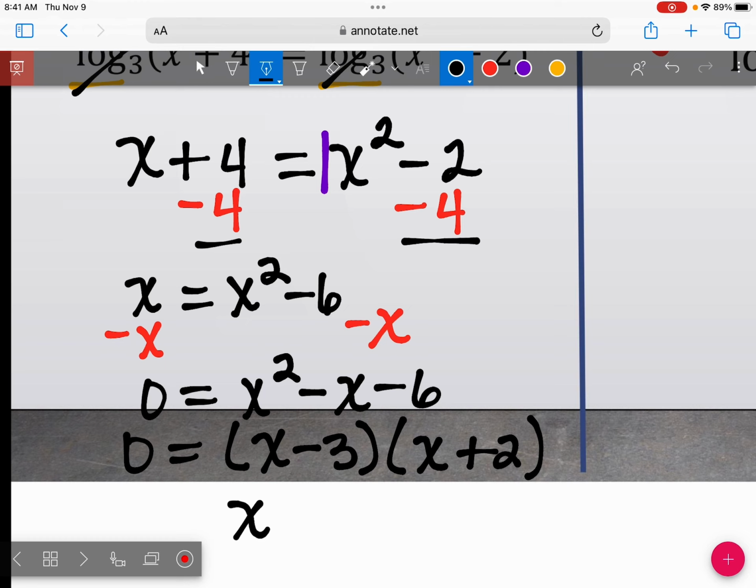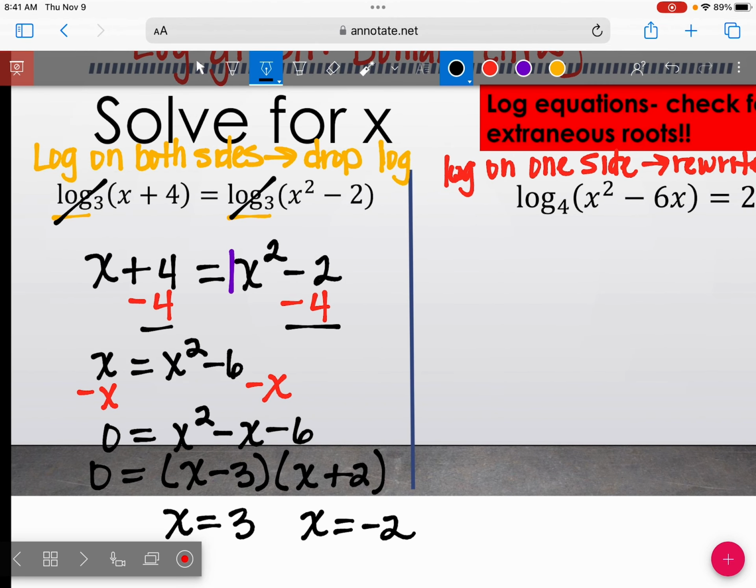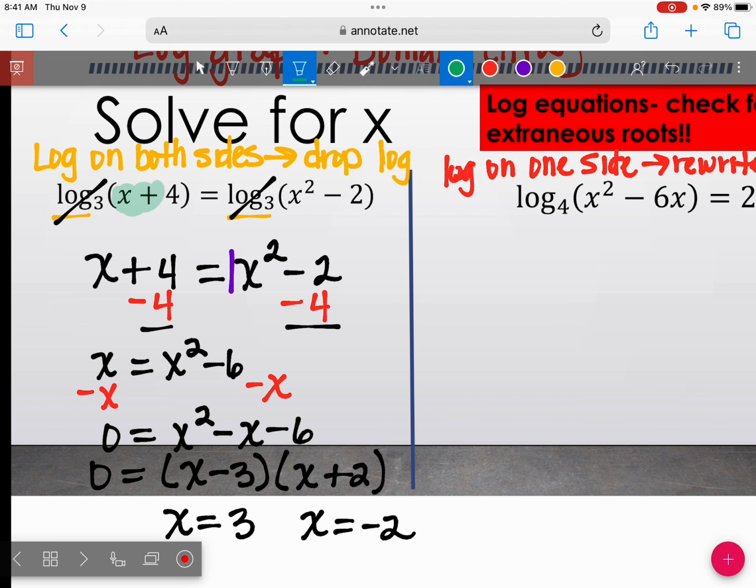So your solutions are x equals 3 and x equals -2. But let's make sure that they work. What I mean is you need to take each one of those numbers and substitute it into both of these green boxes. So let's start off with the 3. And you really don't even need a calculator for it.